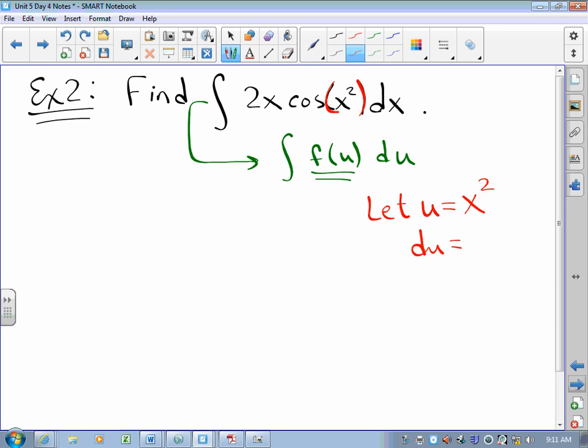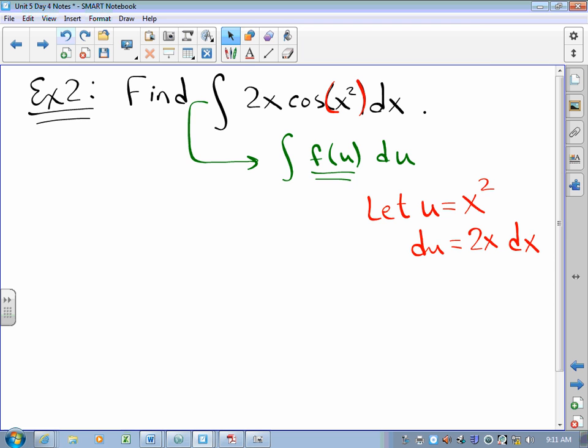If I let u be x squared, then the differential du is 2x times the differential dx. If you don't believe me, the derivative of u with respect to x is 2x, and then we cross multiply.